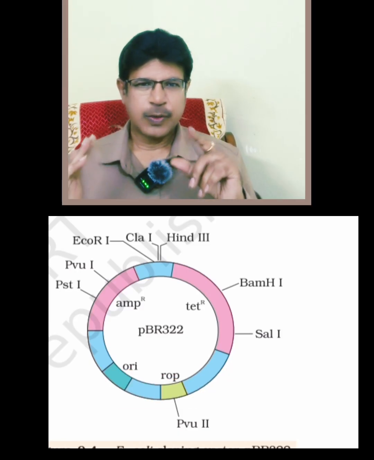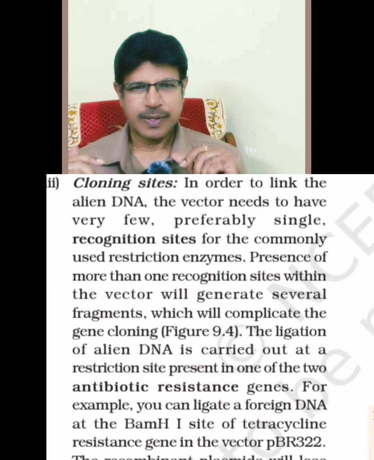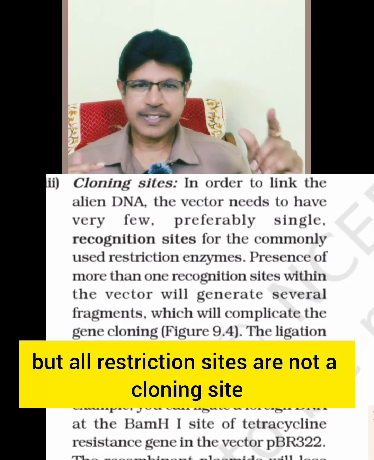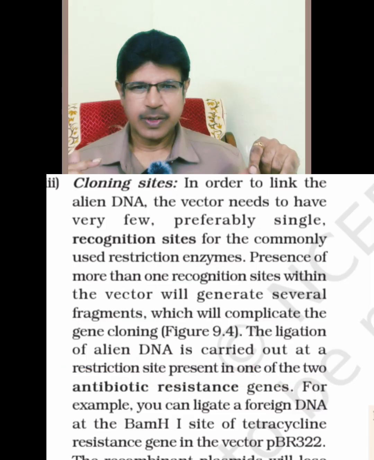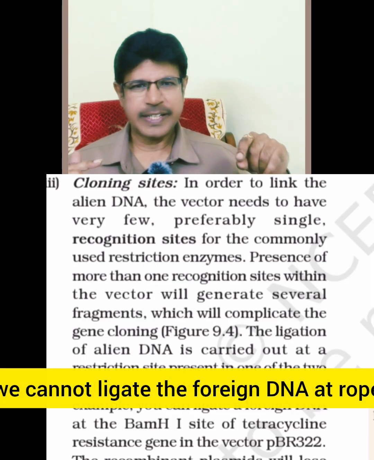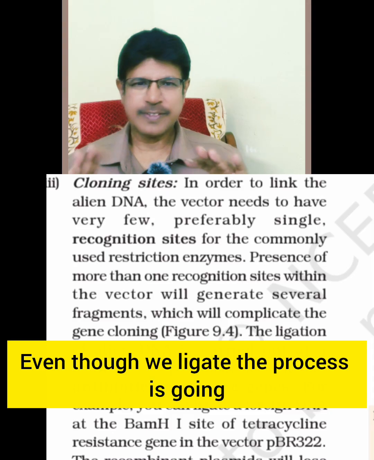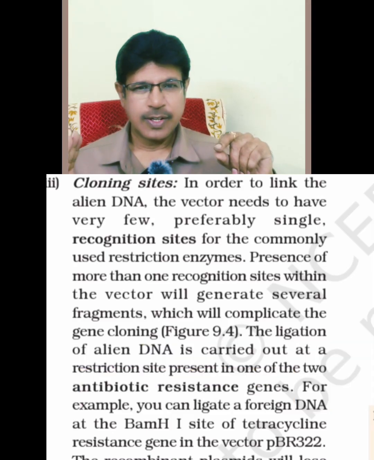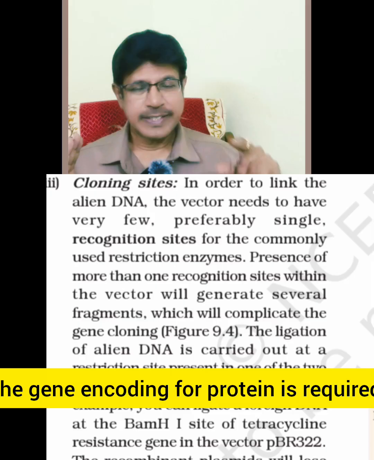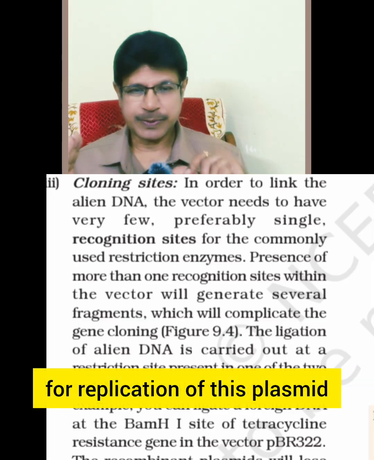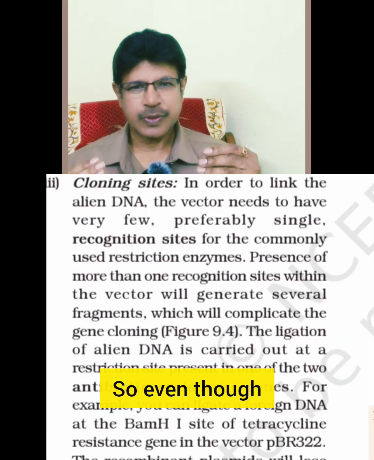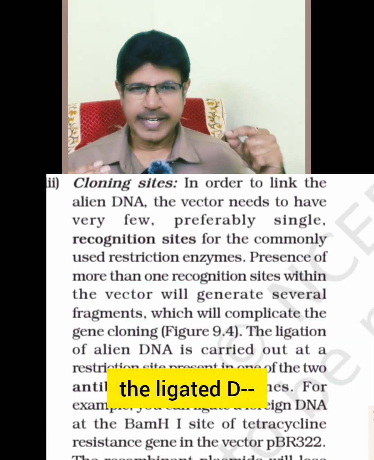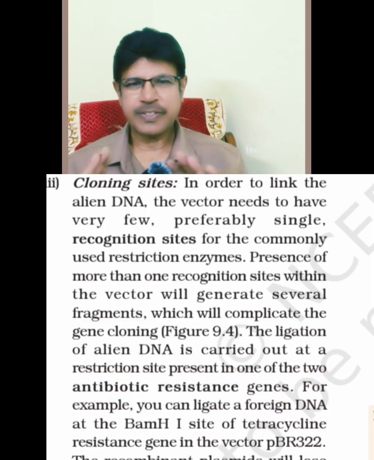Next, the cloning site. Earlier we said all cloning sites are restriction sites, but not all restriction sites are cloning sites, because at the ROP PvuII site we cannot ligate the foreign DNA. Even though we ligate, the process is going to be futile, because the gene encoding the protein required for replication of this plasmid would be disrupted. Without replication, it is not successful. So if you ligate the DNA at the ROP, it is not going to be successful.